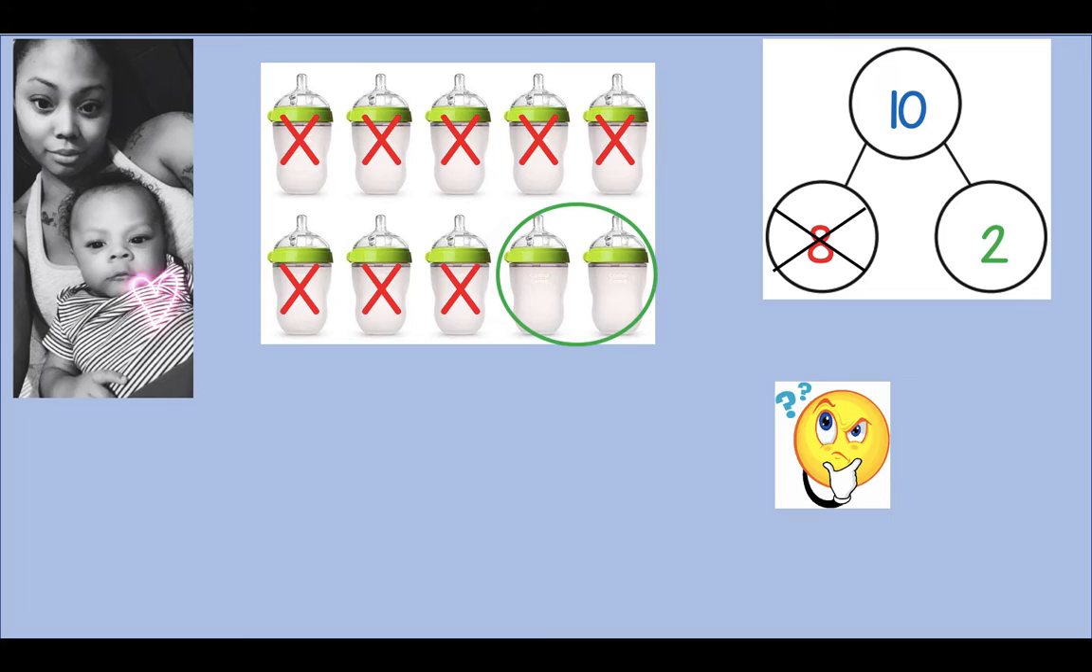But wait. What if I said 8 minus 2 equals 10? Does that work? Well, I know for subtraction that I have to start with my whole, and then I take away my takeaway part. Looking here, 8 is not my whole. 8 was the takeaway part. So I can't have 8 minus 2 because that doesn't make sense. Wah, wah, wah.